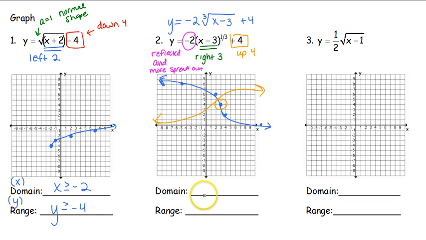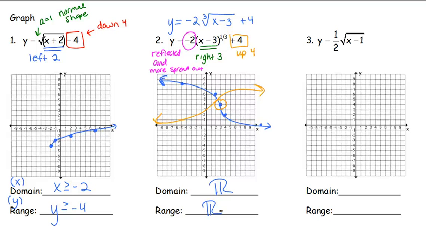Our domain, if I'm looking at all possible x values, well, it's going forever left and forever right. There are no restrictions, so that's all real numbers. Range, this is forever going down and forever going up, so that is also all real numbers. It's kind of easy for your cube root graphs. It's always going to be all real numbers for both the domain and the range.